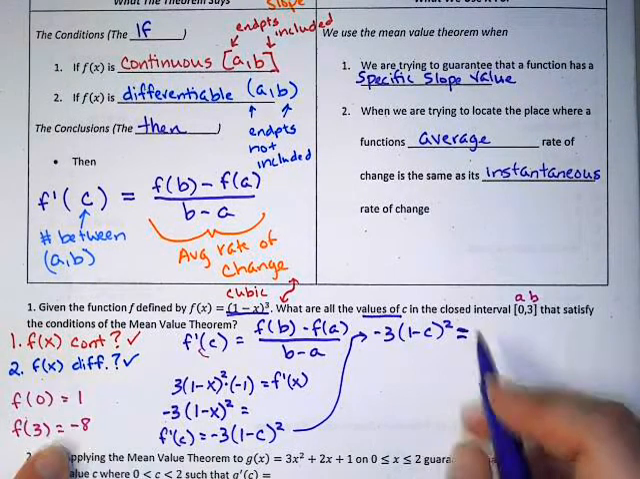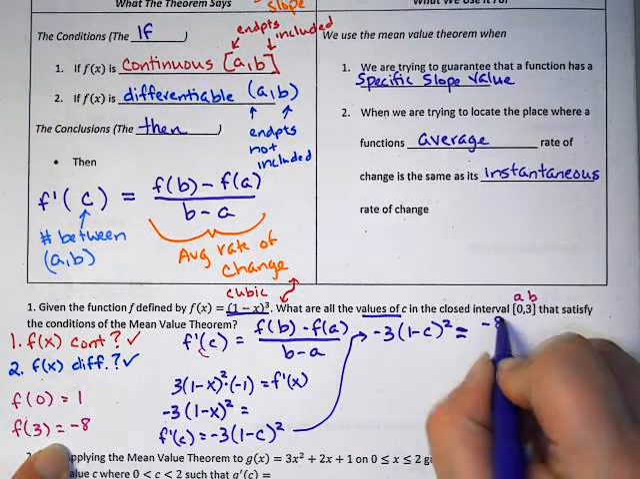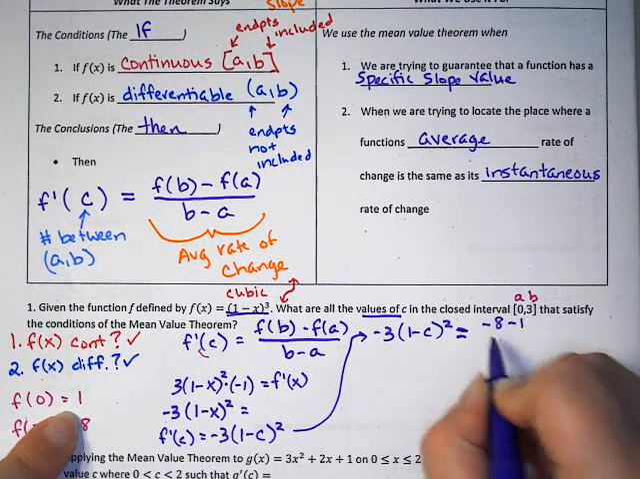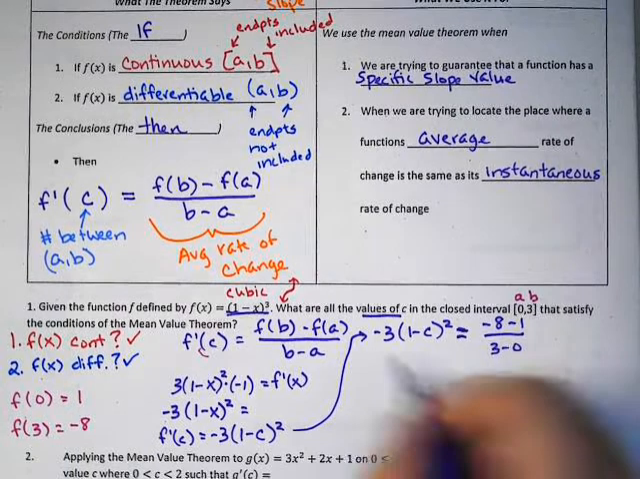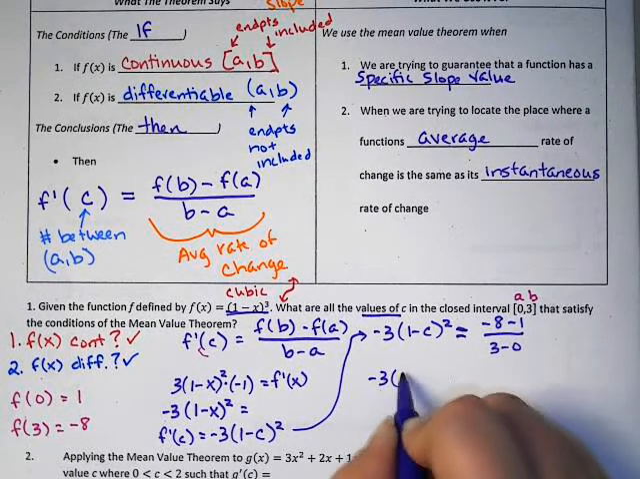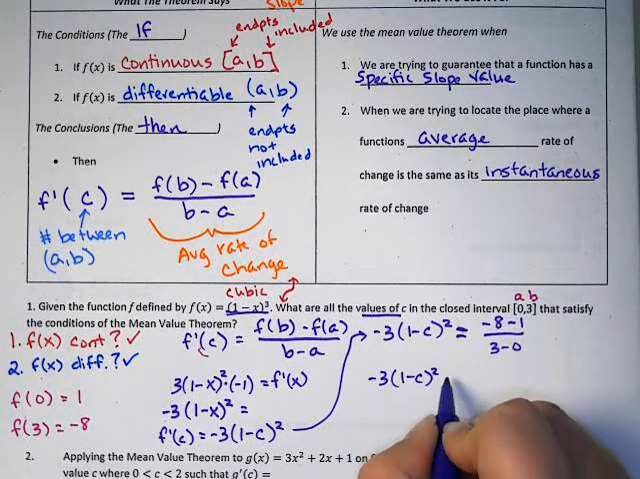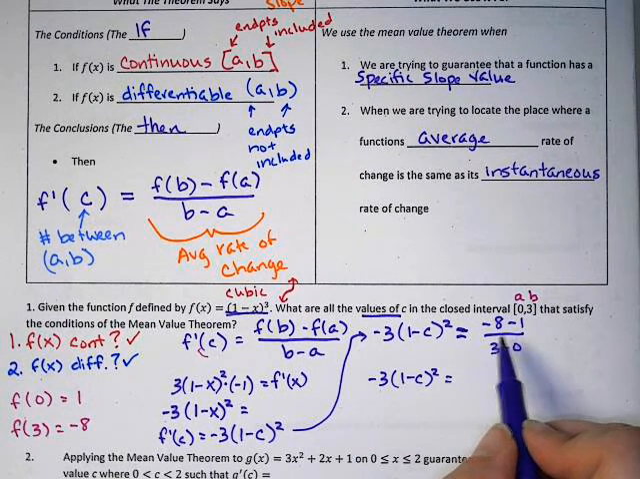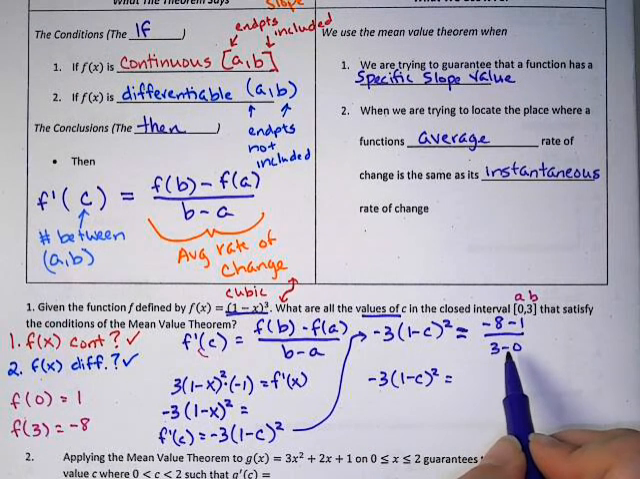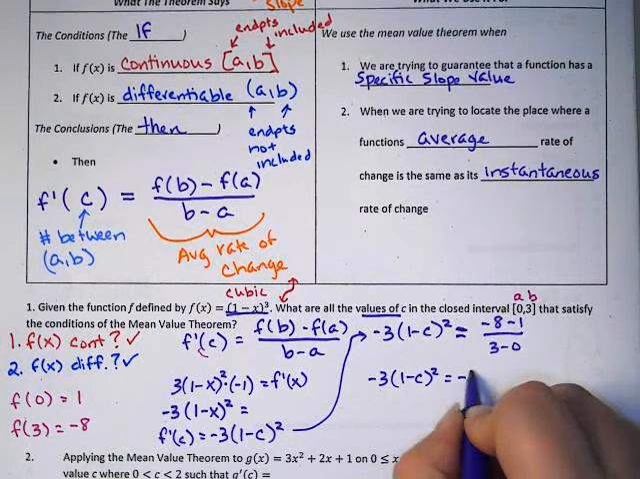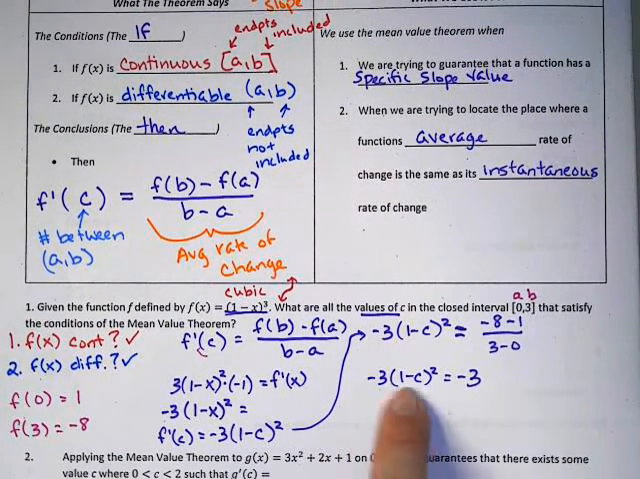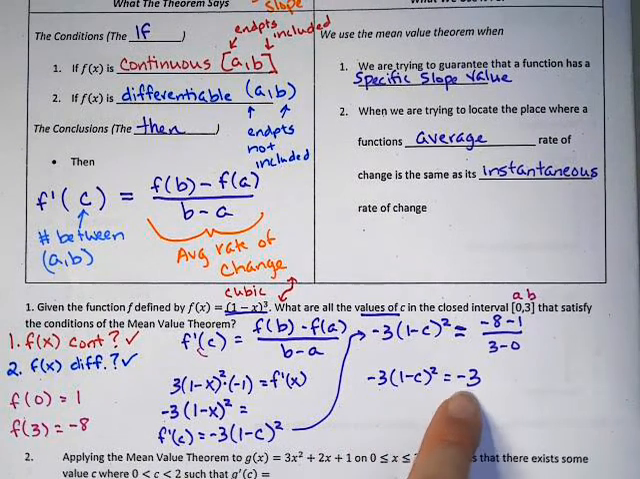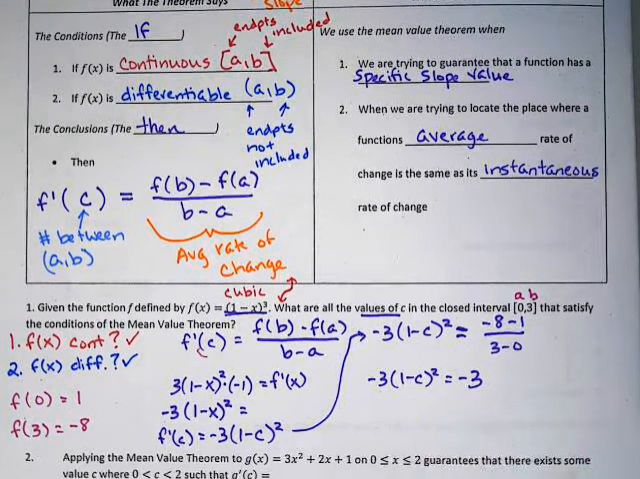So f of b, which is negative 8, minus f of a, which is 1, over 3 minus 0. That means I get negative 3 times 1 minus c squared has to equal negative 8 minus 1, which is negative 9, over 3, which is negative 3. So right now I have my instantaneous rate of change at c, and it has to equal my average rate of change, which I got to be negative 3. Now I just have to solve for c.